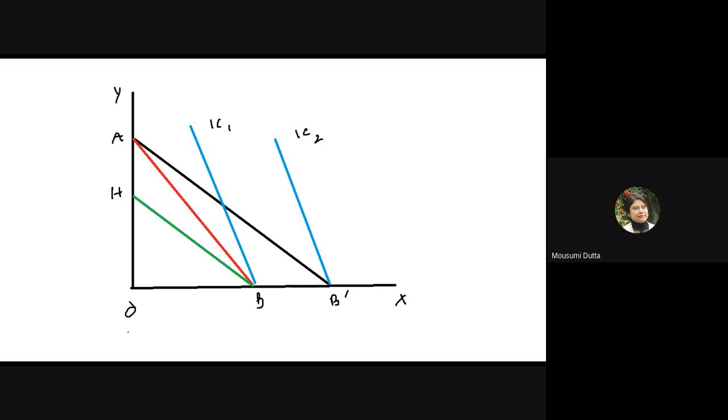So please add, when two goods are perfect substitutes to each other, only one of them is purchased by the consumer at any given price ratio.